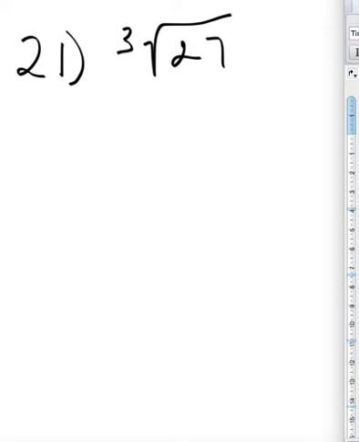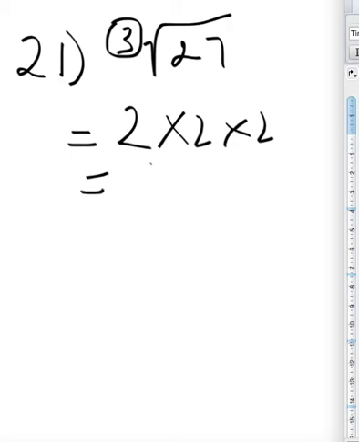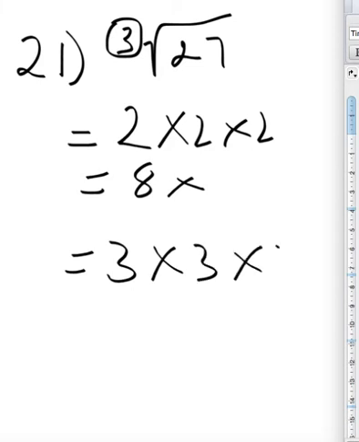Number 21, this is nice and easy. We know a number times itself 3 times gives us 27. Well, 2 times 2 times 2, if I try 2 first, this will give me 8, so that can't work. If I try 3, multiply it 3 times, it gives me 27. So the answer is 3.